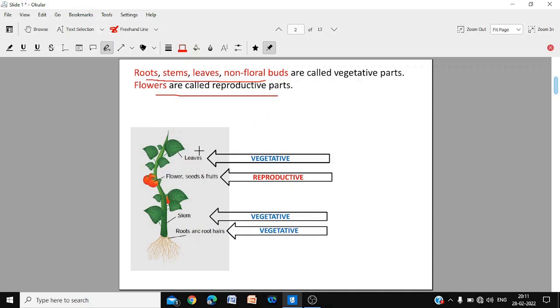So here we have leaves, that is vegetative. Next we have flower, which is reproductive. We have stem, which is vegetative. Roots, vegetative. Only flowers and what we get from flowers, fruits and seeds, they are reproductive parts. Root, stem, leaf, they will be regarded as vegetative parts.